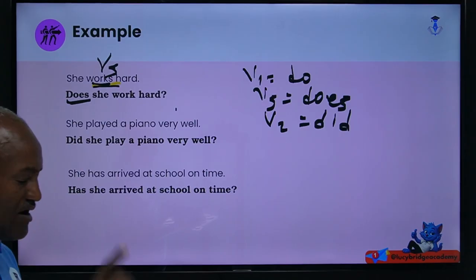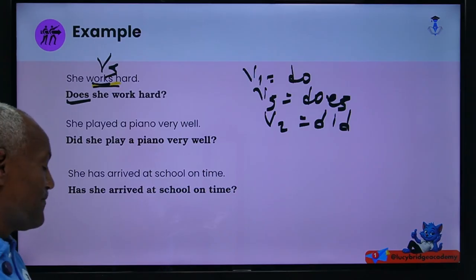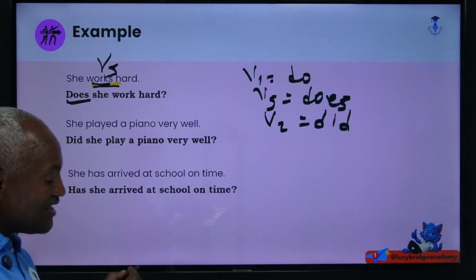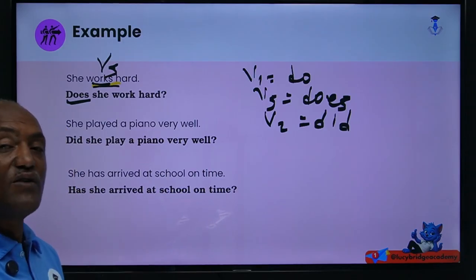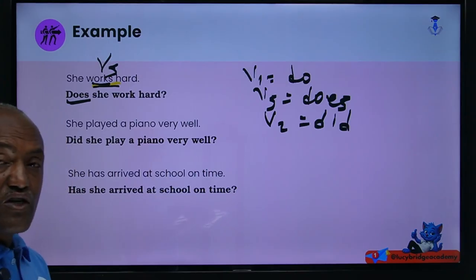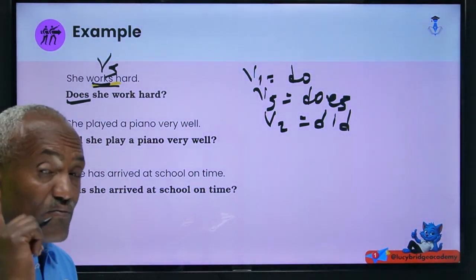Does she work? One thing you have to remember is that we have to make this a capital letter. That means once we use does, the main verb that was verb s must be changed to verb 1. Whatever the subject is, singular or plural, after we use does and did, don't forget, the main verb is changed to verb 1.